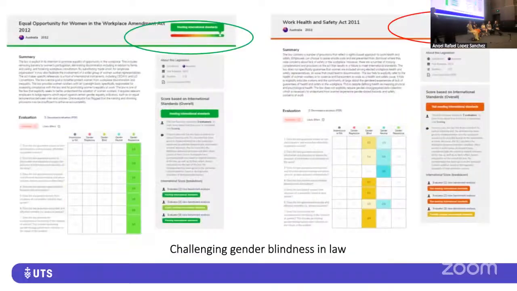And due to the interest of what this might look like in Australia, I then added Australia and laws enacted under our one and only female Prime Minister to be able to tell a story about a tendency to enact gender-blind laws as opposed to gender-responsive ones.